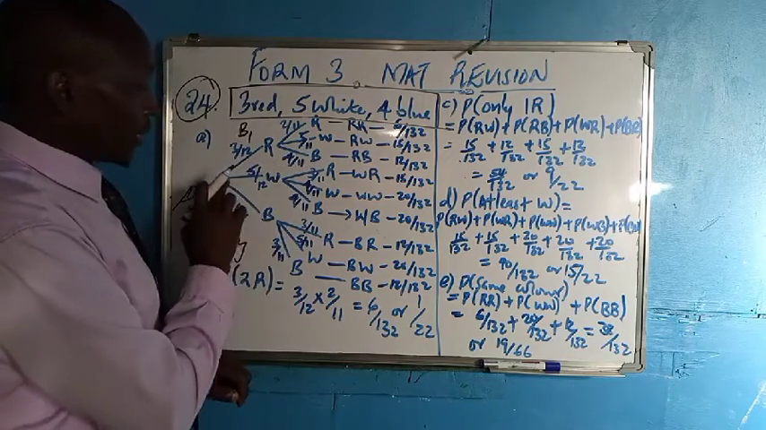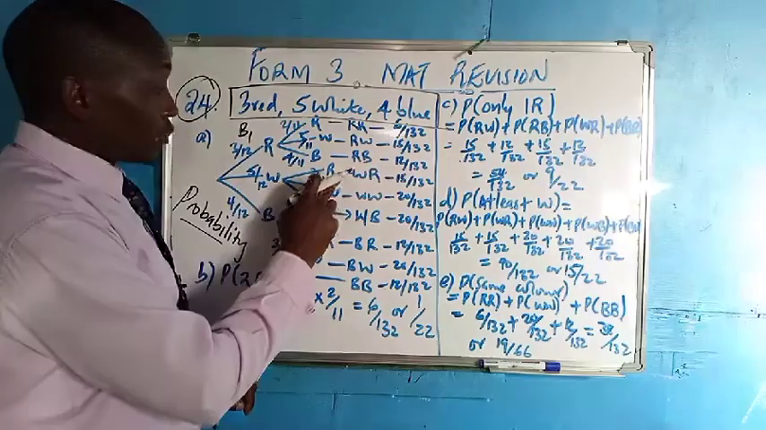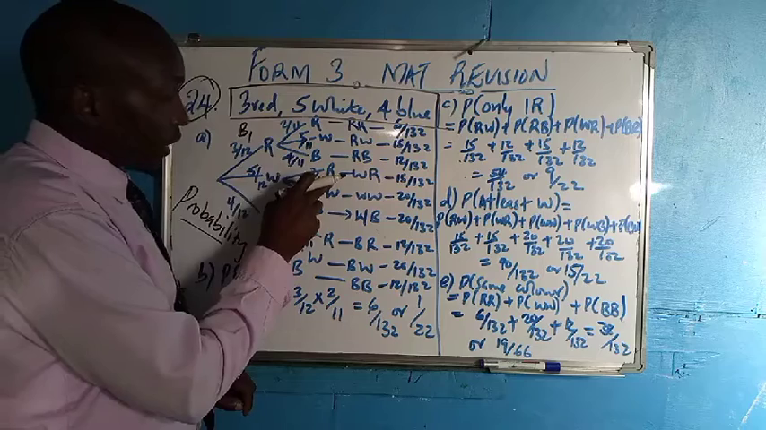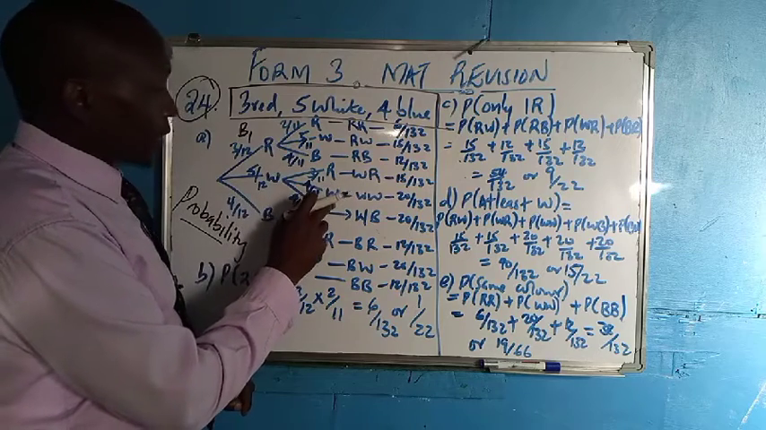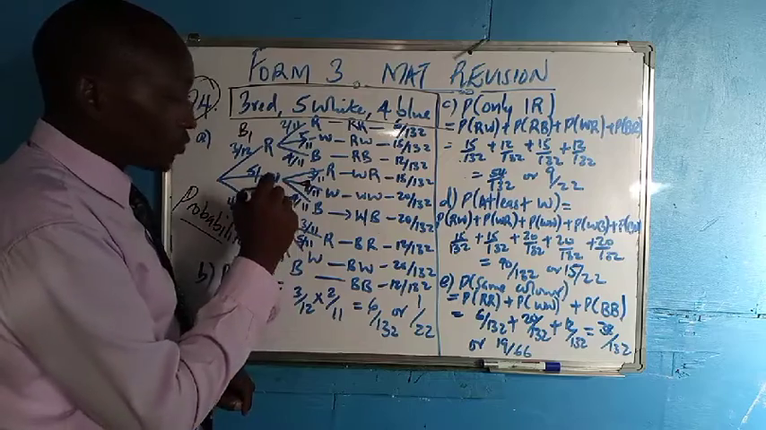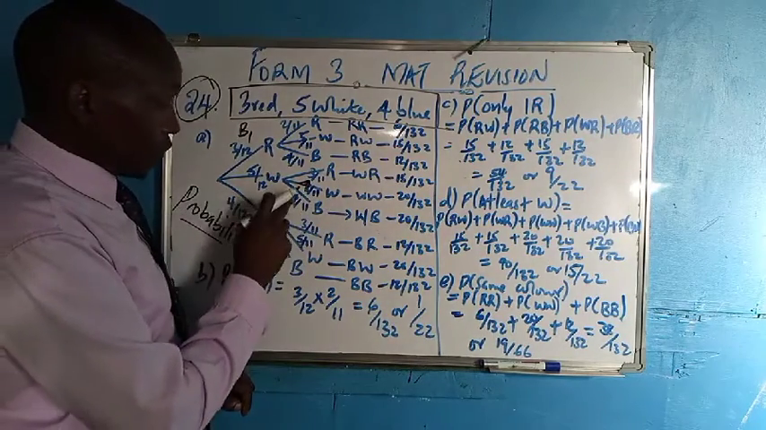The second one, cases where I picked white in the first picking. So picking a red, it will be 3 because they are now 3, it's still 3 out of 11. Picking a white, remember there were 5, now there will be 4. So this is 4 out of 11. Picking a blue one, they are still 4 out of 11.